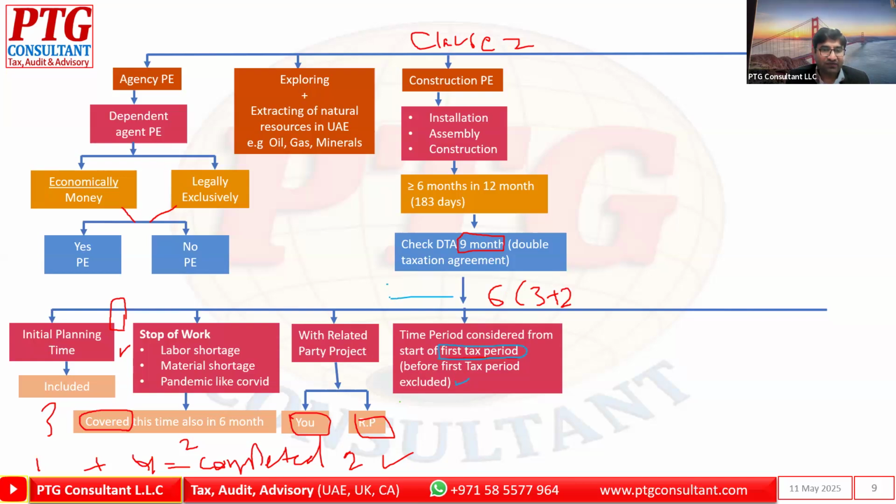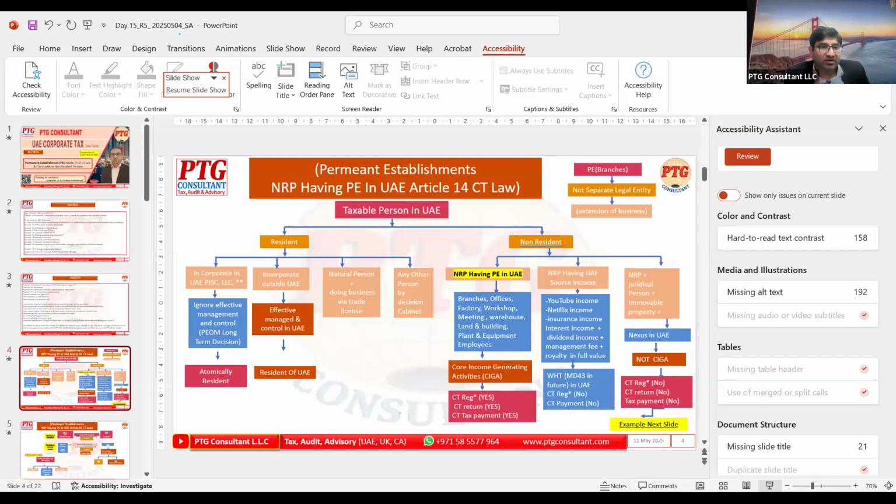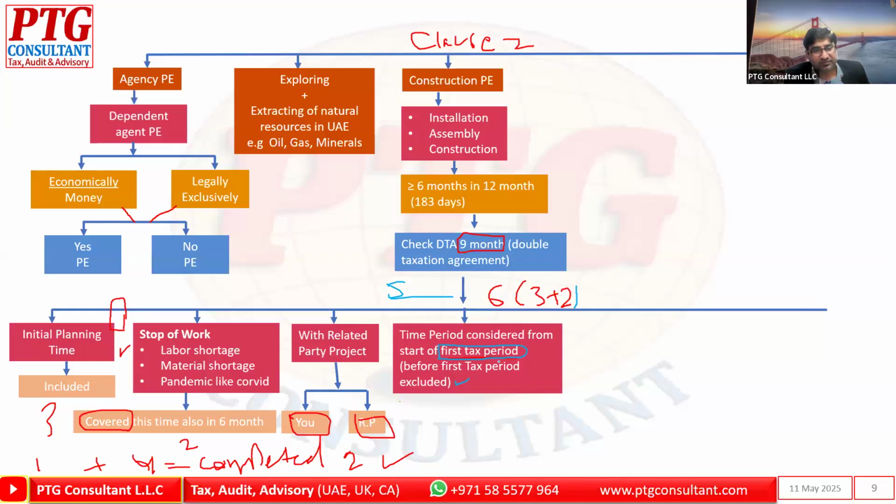Maybe before the tax period they have 5 months, but after the tax period have only 5 months. Total is 10 months, but after June 2023 is only 5 months. So will it meet the condition of PE or not? Guys, quickly respond. Will it meet the condition of PE or no? 5 months before 1st June 2023, and 5 after that. Okay, thanks guys. PE it is.